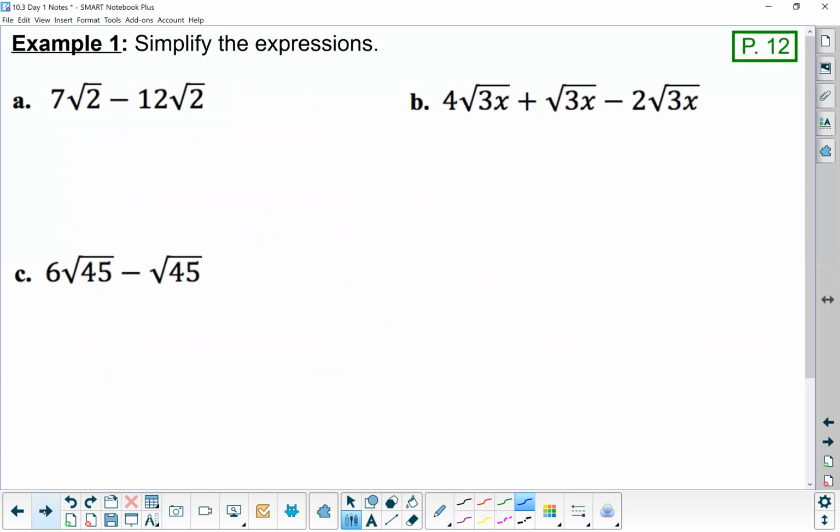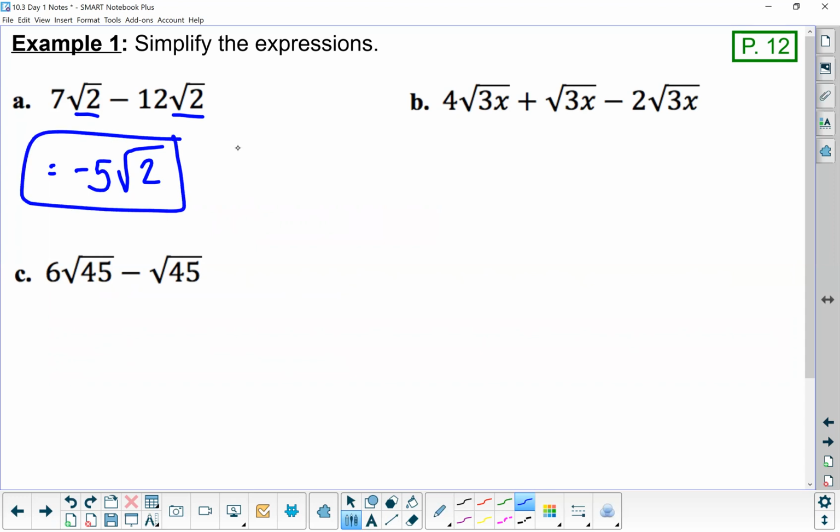All right, so here we go. Some adding and subtracting of radical expressions. We have 7 root 2 minus 12 root 2. Both have a square root of 2, so our answer is going to have a square root of 2, and they can be combined. 7 minus 12 is negative 5. Negative 5 root 2 would be our simplified expression. The square root of 2 cannot be simplified any further, so our problem is done.